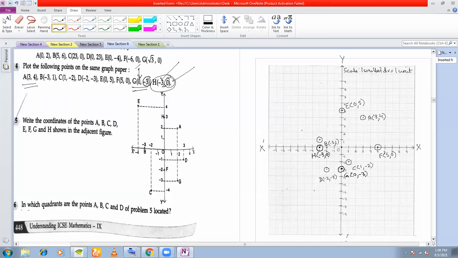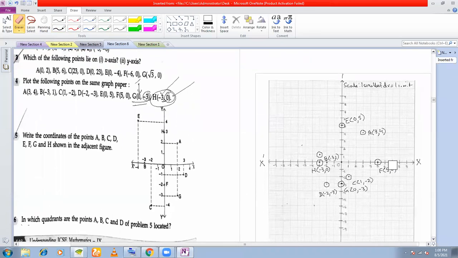Is this clear to everyone? Yes, sir. Any point which you could not understand or you want any clarification? Okay. Then we move on to the next problem.